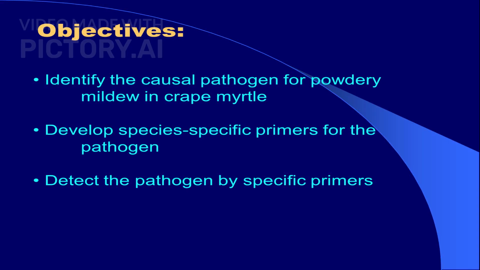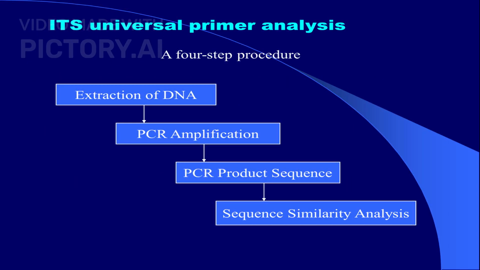Our objectives include identifying the causal pathogen for powdery mildew in crape myrtle, developing species-specific primers, and detecting the pathogen using these primers. We employ a four-step procedure for ITS universal primer analysis, including DNA extraction, PCR amplification, sequencing, and similarity analysis.